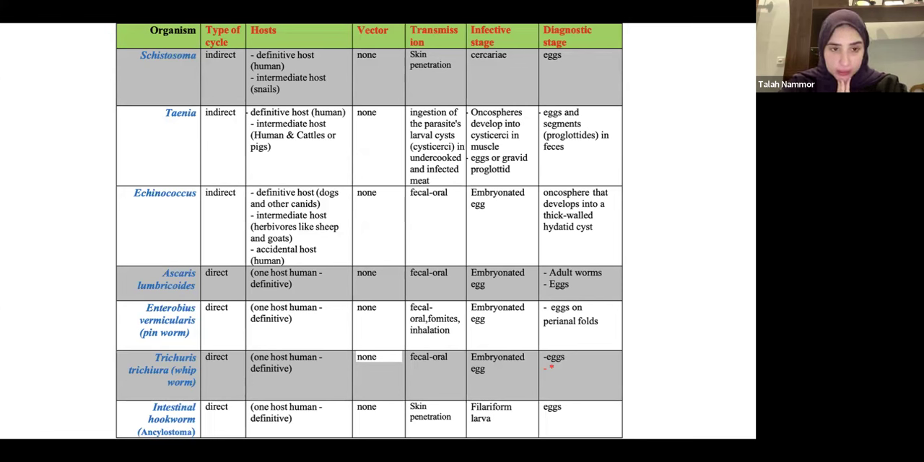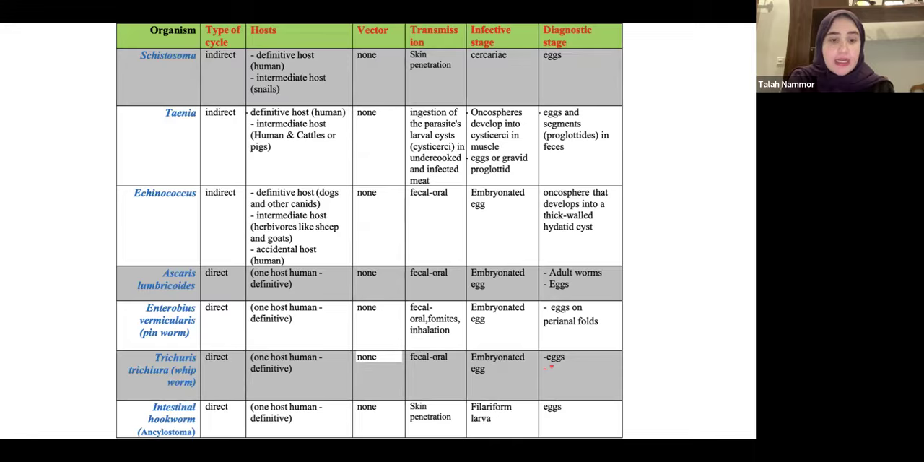Echinococcus is indirect too. Definitive host is the dog, and we are accidental hosts. How is it transmitted to us? It's transmitted through fecal oral. So basically, if we ingest anything that is contaminated, we can get echinococcus. Infective stage is the eggs in the contaminated material, and then we could see the cysts. Do you remember the cysts? The cysts usually happen in the liver. Next.